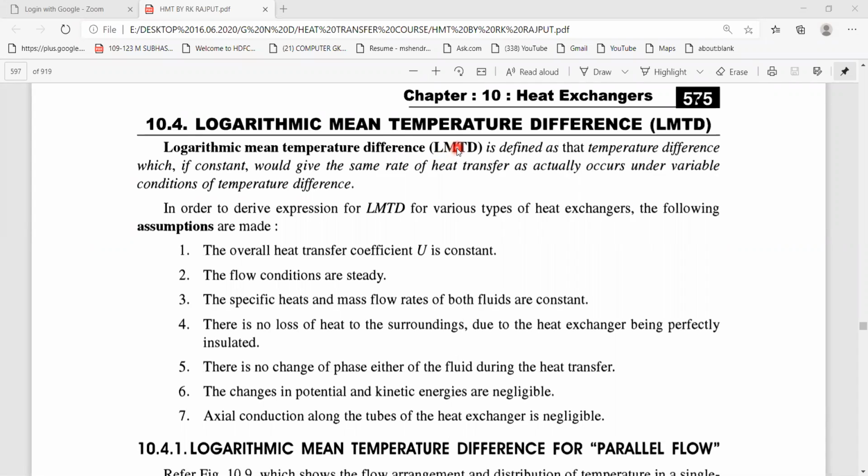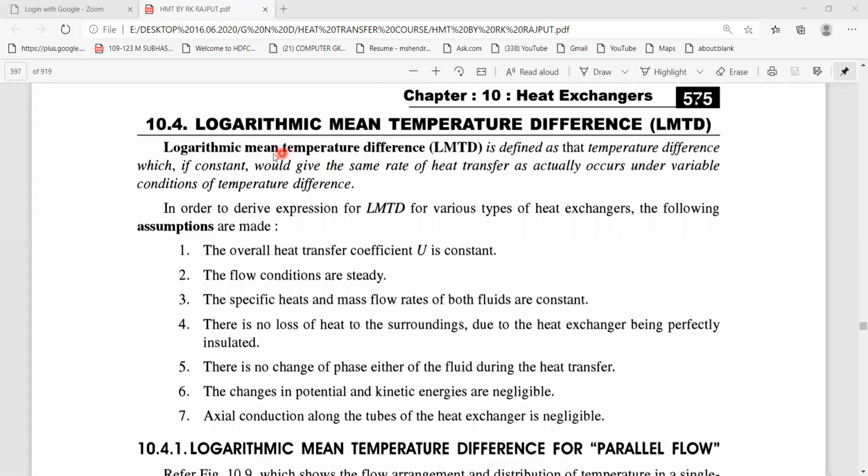This is a very important derivation from your examination point of view. This is a very frequently asked question in your examination. So let's start with the logarithmic mean temperature difference, its definition, and the assumptions made in the analysis of logarithmic mean temperature difference, with derivation for parallel flow heat exchanger.